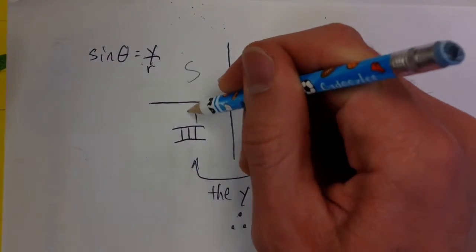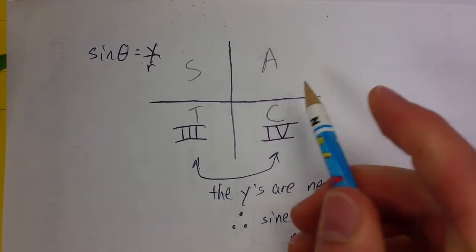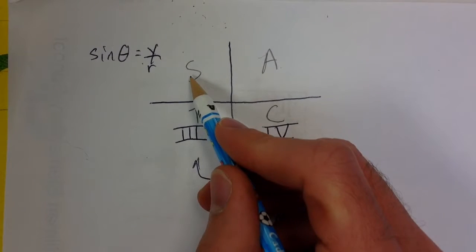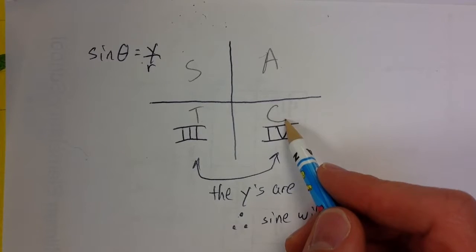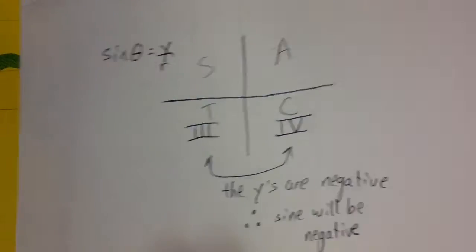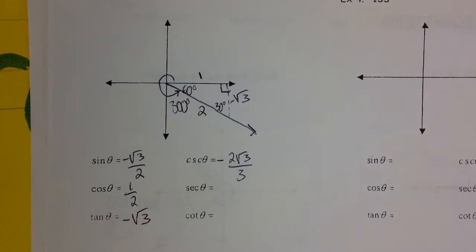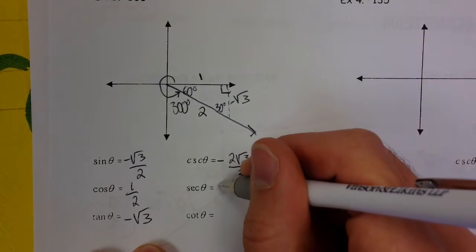All Students Take Calculus. All Sine Tangent Cosine. All are positive. Sine and its reciprocal are positive. Tangent and its reciprocal are positive. Cosine and its reciprocal are positive. Good. Excellent question. Sue, again, tell us the secant of 300 degrees. It's going to be positive because you're in the fourth quadrant. If cosine is positive, then secant has to be positive.